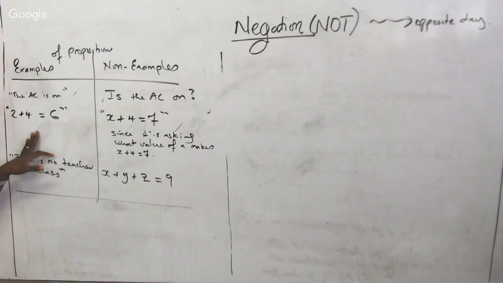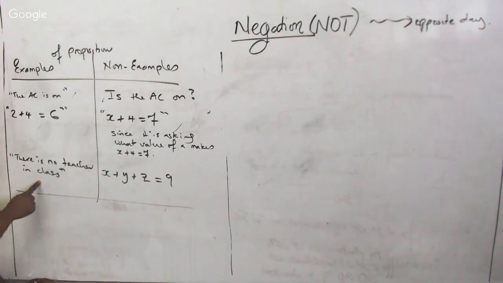But how would I write the negation of this? It's interesting. Draw a line through the equal sign. That would be a not-equal statement. Not equal to. So that is making it opposite. Right? That making sense? We're saying 2 plus 4 is not equal to 6 this time. Good?